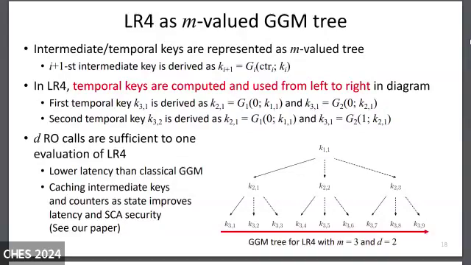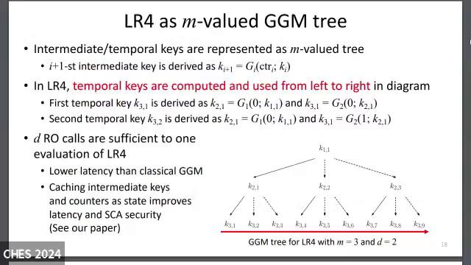So why is this construction efficient, essentially? The temporal key derivation of LR4 is represented by the M-valued GGM tree, like this figure. Here I set M equals 3 and D equals 2. You can easily find I can have 9 temporal keys, I mean the square of 3, while each intermediate key is used up to 3 times.